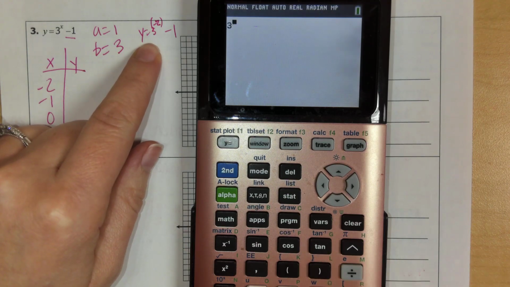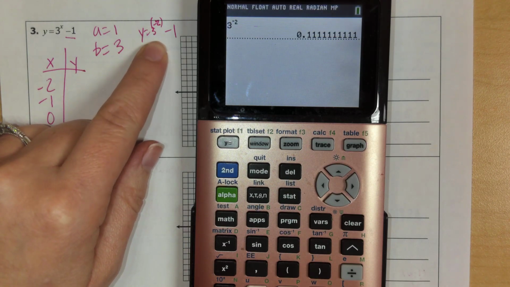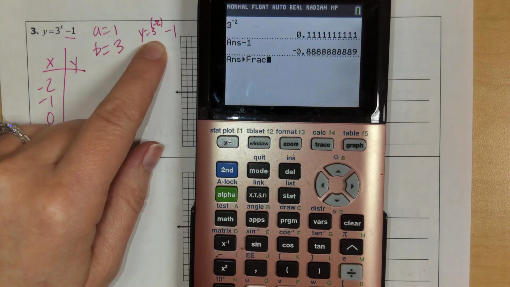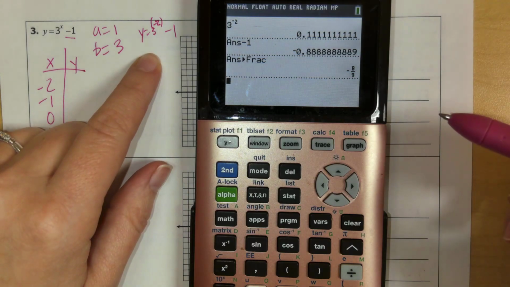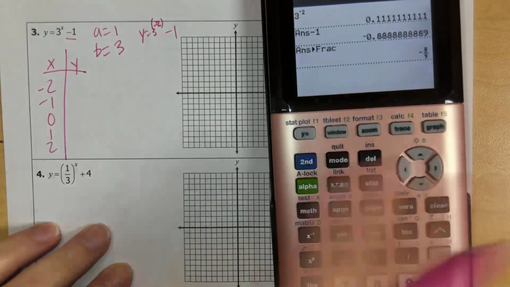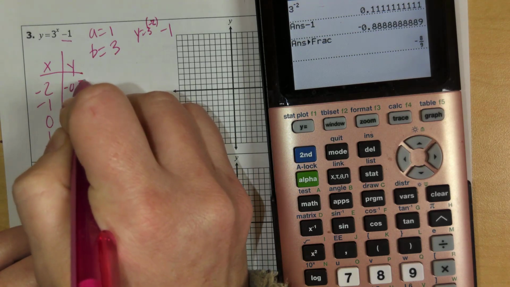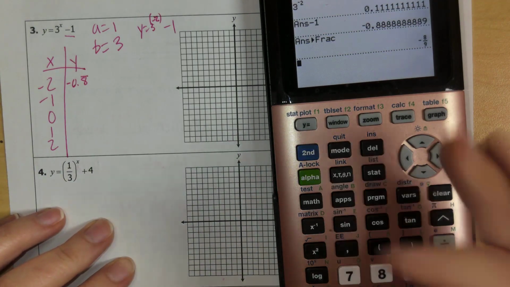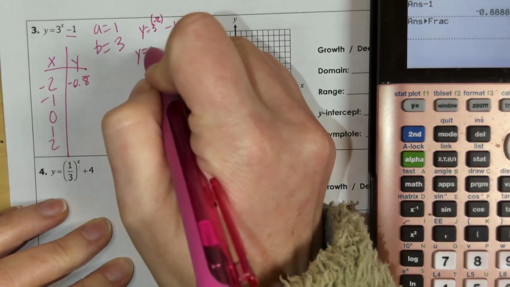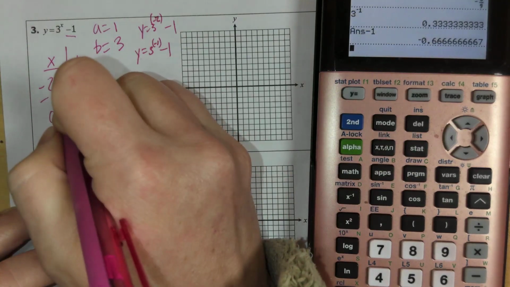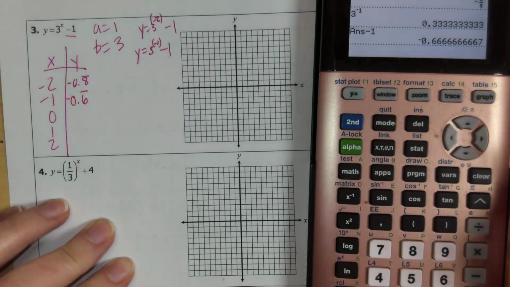So we're going to take a 3, we're going to raise it to the -2nd power, and then we're going to subtract 1 from that answer. And so we end up here, if I switch that back over to a fraction, with -8/9. Or I can write it as -0.8 repeating. Okay. Then I'm going to do the same thing with the -1. I'm going to do y = 3^(-1) - 1, raising 3 to the -1st power and subtracting 1 from that. And I end up here with -0.6 repeating.